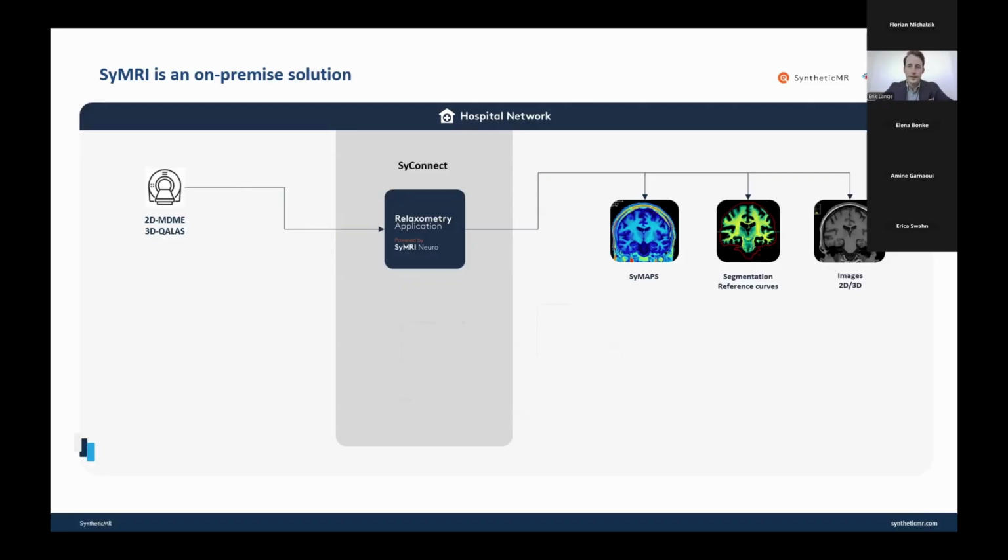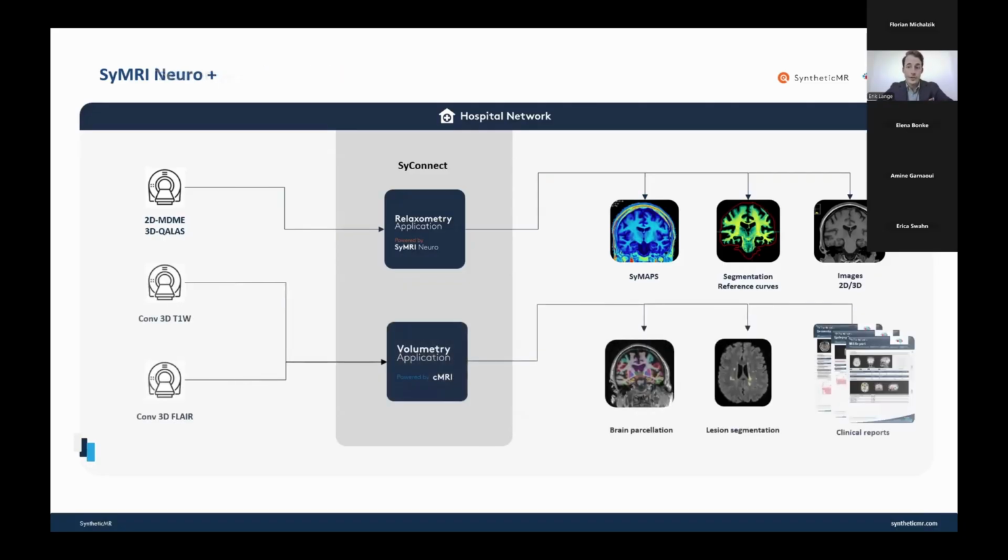And lastly, thanks to the merger between synthetic MRI and combognostic, we also now have a new packaging which we call SyMRI cNeuro Plus. This allows actually for an on-premise solution of SyMRI that Elena just described, giving you access to the state-of-the-art brain parcellation and lesion segmentation and most of the clinical reports that SyMRI can provide.